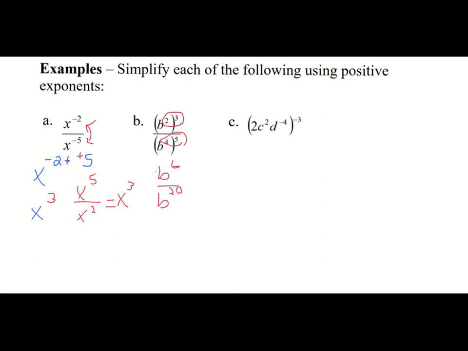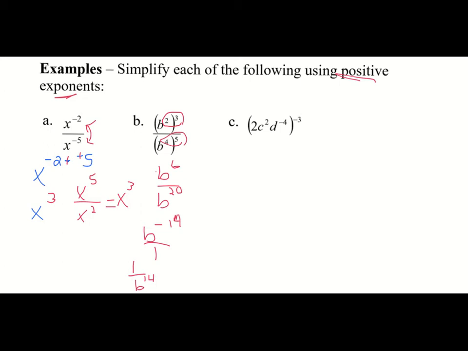Then we can do our quotient rule. So B, 6 minus 20. So if I have 6 and I take away 20, I'm going to end up with -14. And then remember, the directions say they want a positive answer, positive exponents. So again, because I have that negative exponent, I'm going to flip it, and my final answer will be 1 over B to the 14th power.